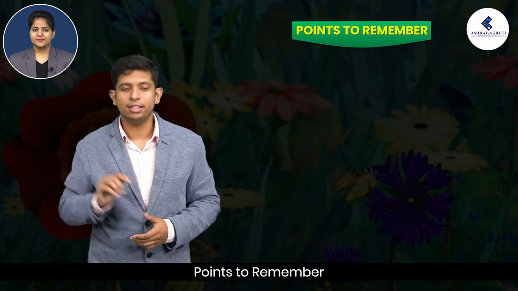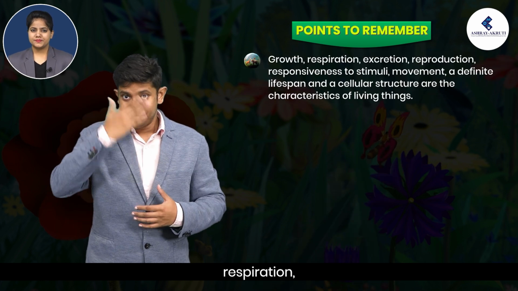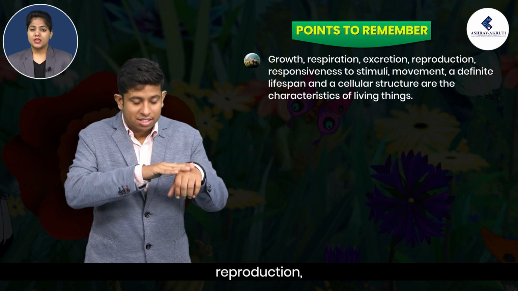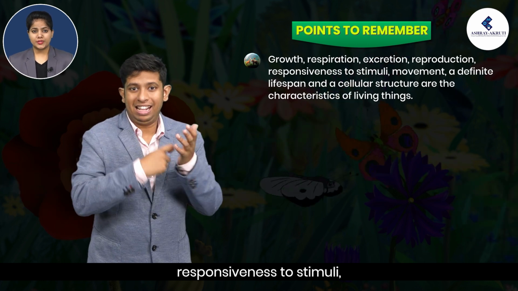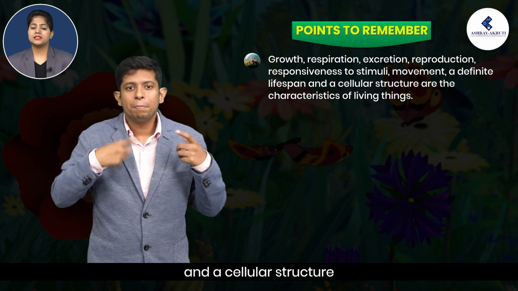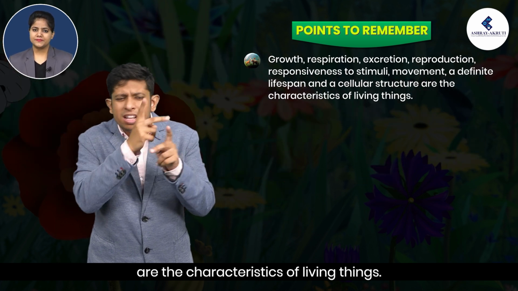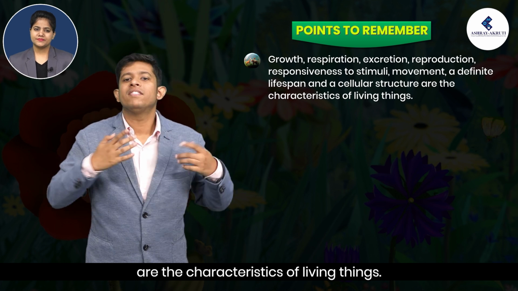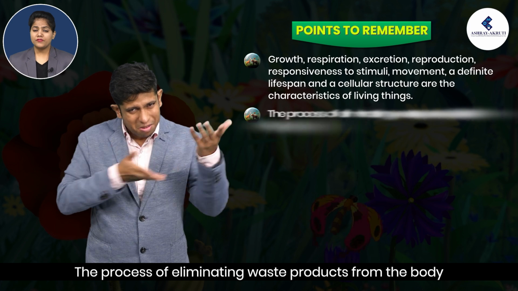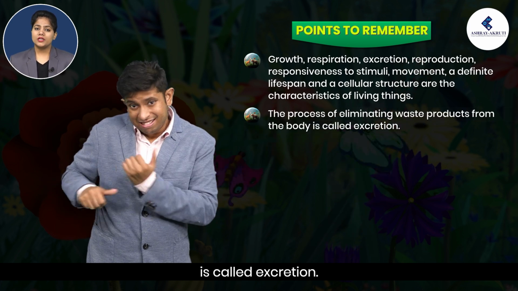Points to remember: growth, respiration, excretion, reproduction, responsiveness to stimuli, movement, a definite lifespan, and a cellular structure are the characteristics of living things. The process of eliminating waste products from the body is called excretion.